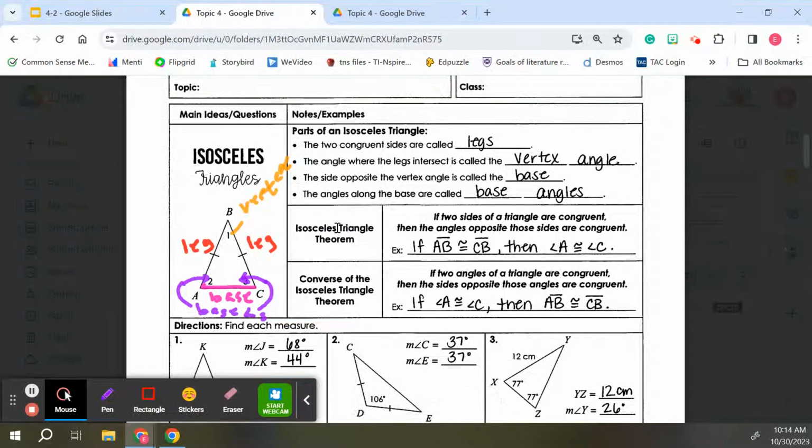Now, it says the isosceles triangle theorem. You guys remember when we did parallel lines cut by a transversal? If we were proving angles, we had the theorems or postulates themselves, and then when we were proving lines parallel, we had those converses. We have the same thing here, okay?